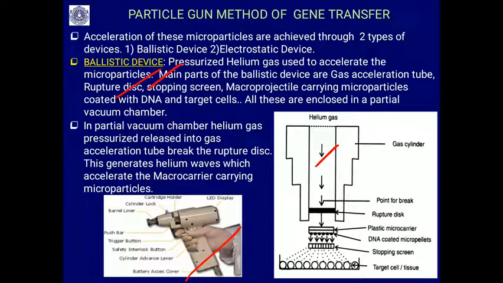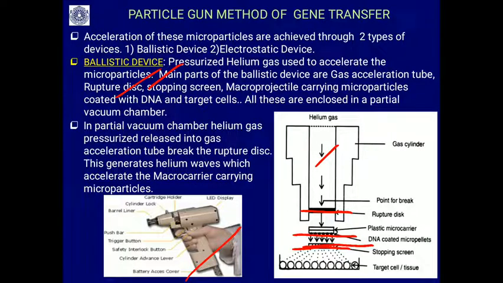There is a vacuum chamber, where you can see the helium gas is pressurized. The main parts of the ballistic device are a gas acceleration tube, a rupture disc, a stopping screen, and a macroprojectile carrying microparticles. The macroprojectile is a plate to which these nanoparticles are attached. They will be forced with the help of the gas, and it is going to be dropped on this stopping screen.